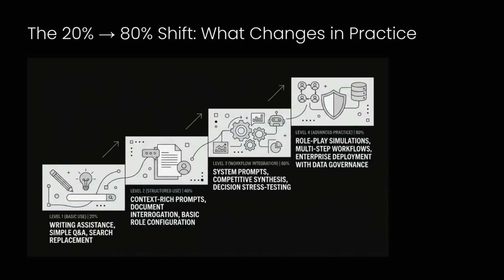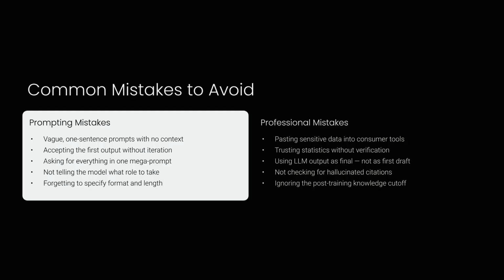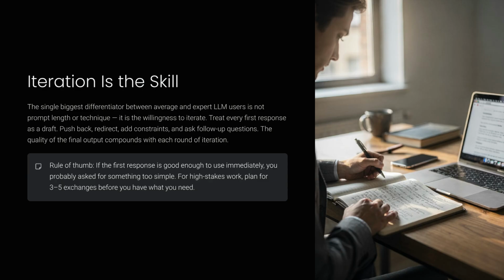Remember that the shift from an average user to an expert happens when you move from simple, one-off prompts to the 80% effort of refinement, iteration, and structured thinking. Avoid common pitfalls. Don't rely on vague prompts or accept the first output you receive. Professionally, prioritize data privacy and always verify statistics and citations before presenting your work. Iteration is truly the core skill.